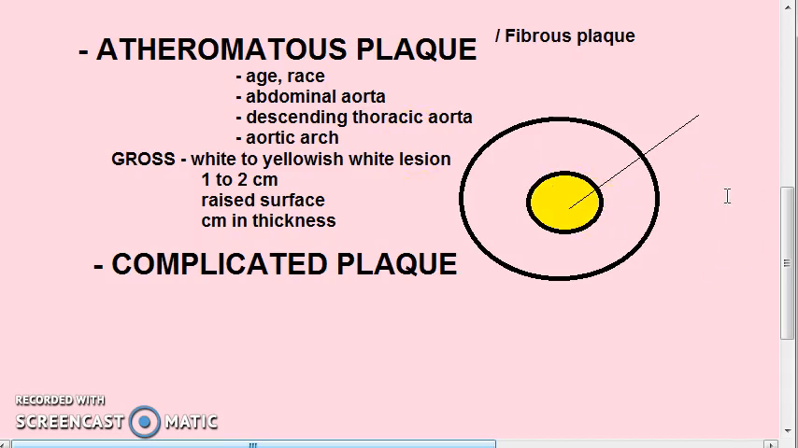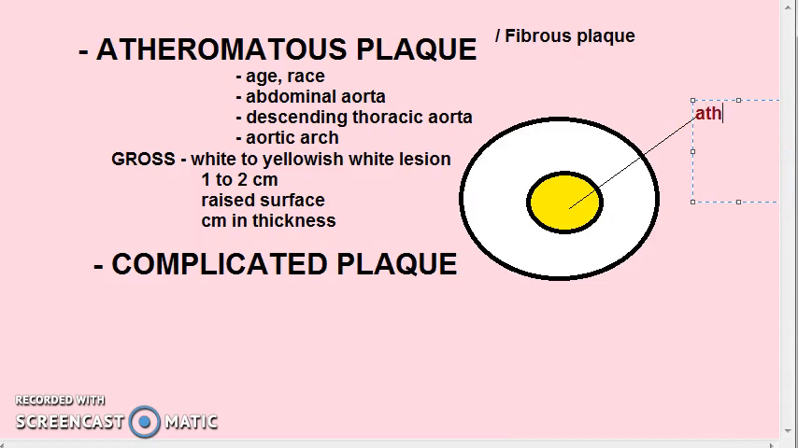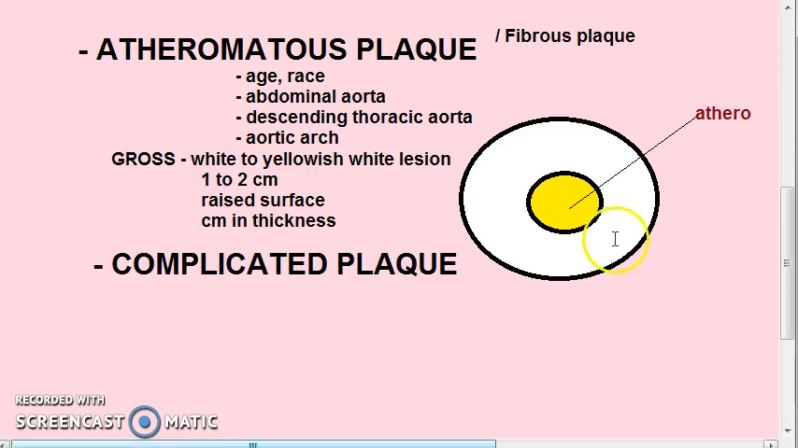So a cut section of the plaque reveals the luminal surface as a firm white fibrous cap, and a central core composed of yellow to yellow-white soft porridge-like material, atheroma. That's why it is called atheroma. This is athero, and this white one will become the sclerosis.